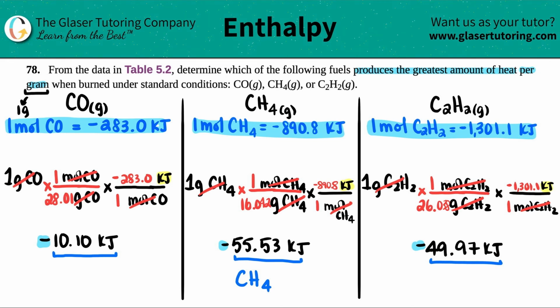Anyway, I hope this helps. So, just to recap, they just said determine which of the fuels produces the greatest amount of heat. It's the methane, because it's the highest number, not including the negative.